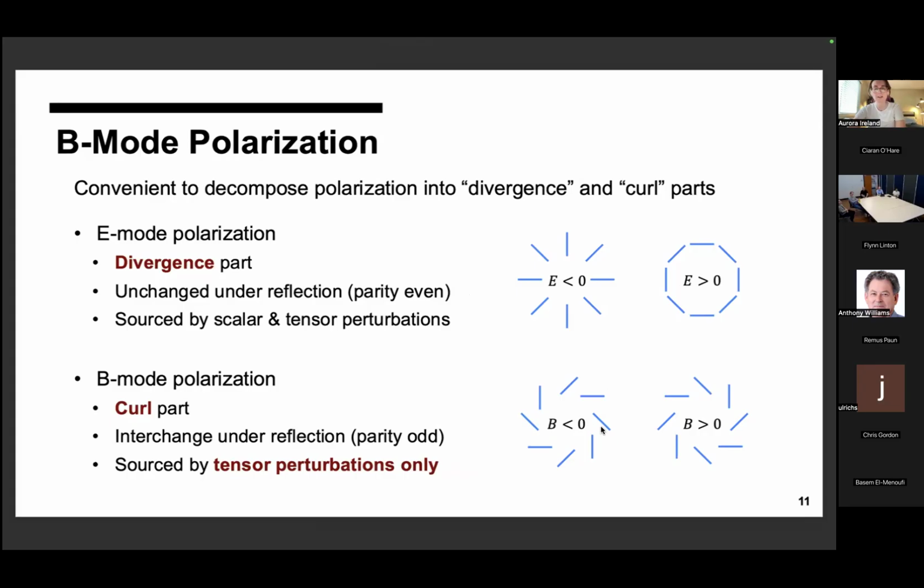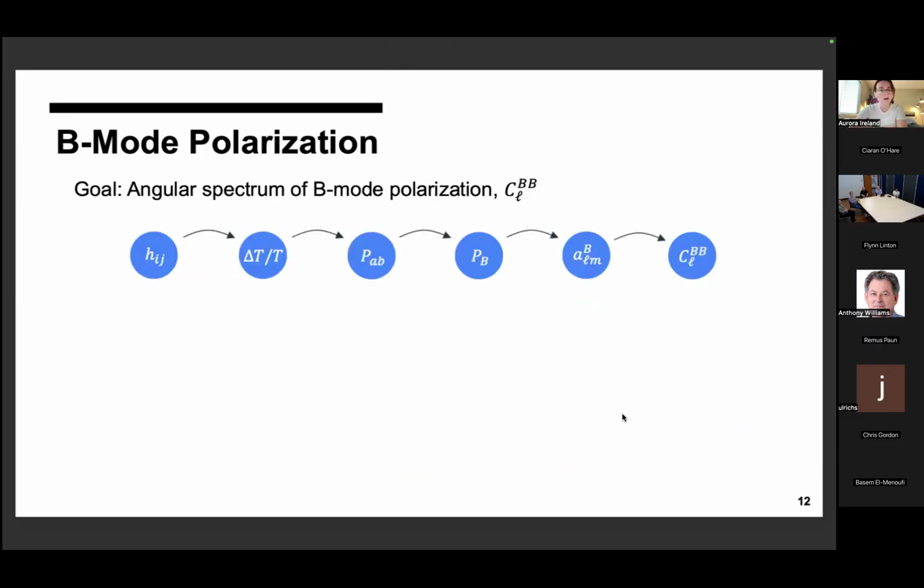You can get the B-mode pattern from gravitational lensing of the E-mode, but in terms of directly sourcing it, you need the tensor perturbations to get this pattern, which is why it's a smoking gun for tensor perturbations from inflation. Right, so let's make this quantitative.